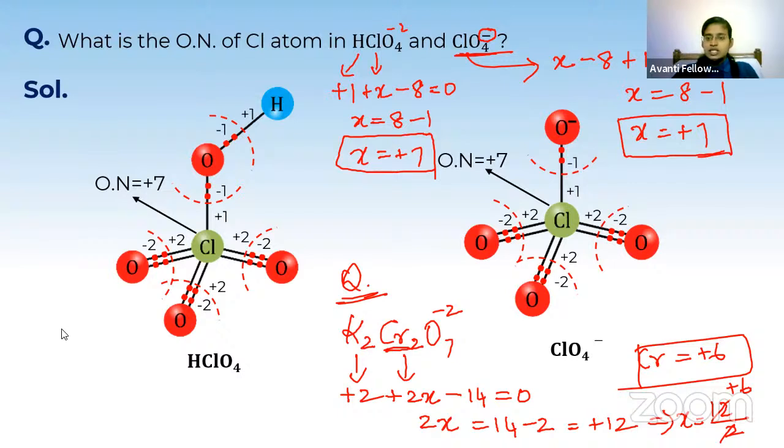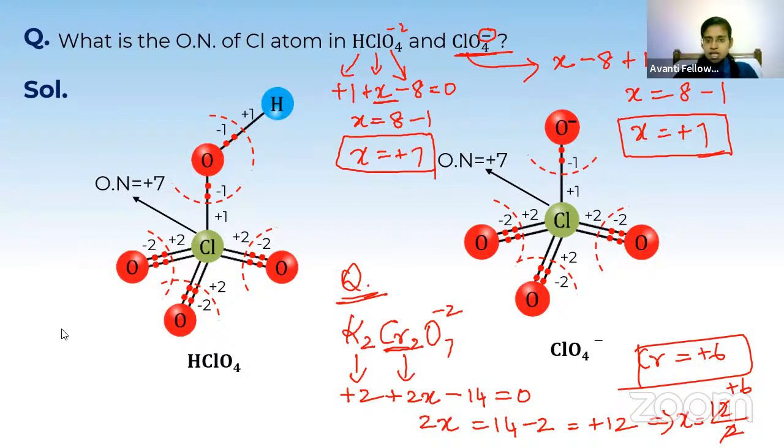So coming to the HClO4 story again, hydrogen will take +1 charge. And we are going to find out the oxidation state of chlorine, so that's why I have taken chlorine as X. Coming to oxygen, each oxygen will carry -2 charge. Since we have 4 oxygen, it is 4 into -2, which is equal to -8.